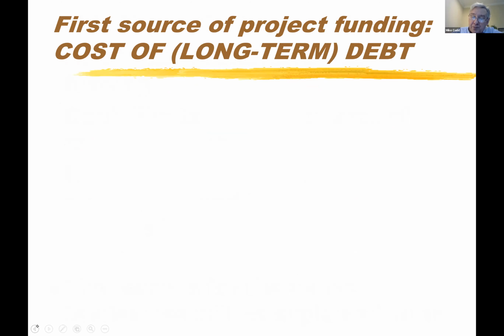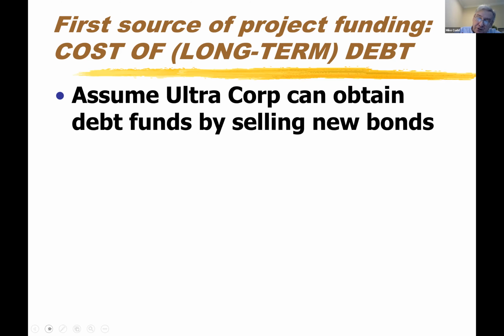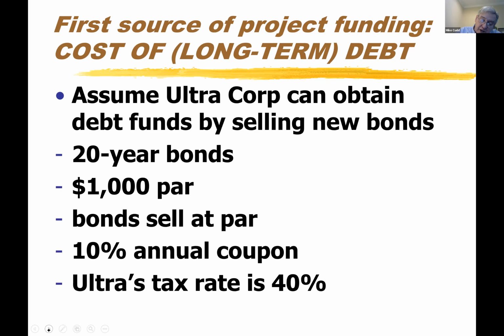Two-step, Texas two-step. First, we determine the component cost of each source of funding. Then we take the weighted average. Ultra has consulted with its investment bankers and determined it can sell new bonds. They've advised Ultra that these bonds should have a 20-year maturity, $1,000 par, a 10% annual coupon rate, and if they do that, the bonds will sell at par.